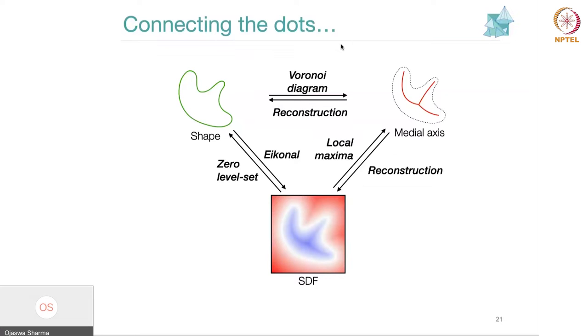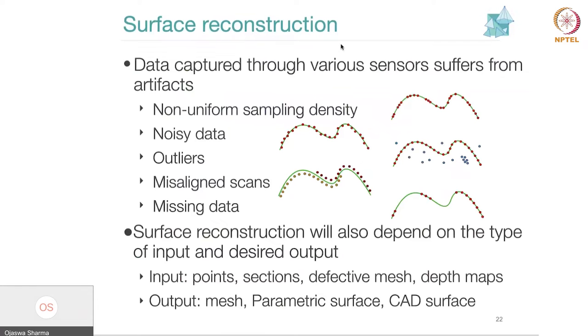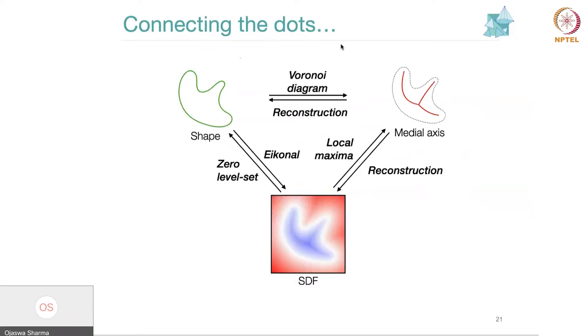So in a sense, these three representations, the explicit shape, its medial axis or Voronoi diagram, and the SDF are related. And we also know that the Voronoi diagram and the Delaunay triangulation are related, because they are duals of each other. So I hope all of this makes a little bit of sense now. And that's very much about the Voronoi diagram that I wanted to talk about. We now have the next topic of surface reconstruction, which is the last topic for today. But any questions till now on the Voronoi diagram or Delaunay triangulation, or in general?